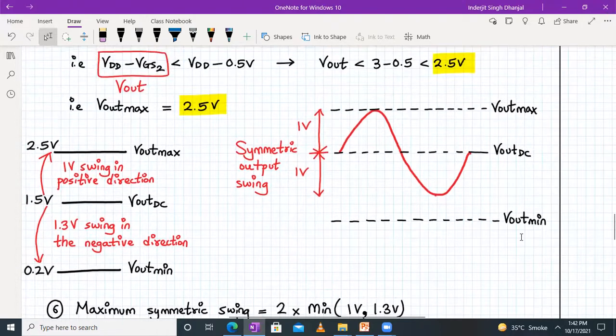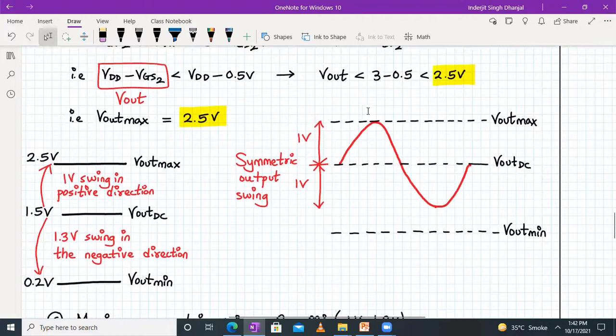So we define these levels: V out max, V out DC and V out minimum. What will happen over here? We'll get a maximum swing at the top of 1 volt, when you go from 1.5 to 2.5 volt. Below also, if you want a 1 volt swing, you have to go from 1.5 down to 0.5. So there will be a 0.3 volt gap over here. That's absolutely fine. This is how the symmetric output swing will look like. The symmetric output swing will be 2 volt.